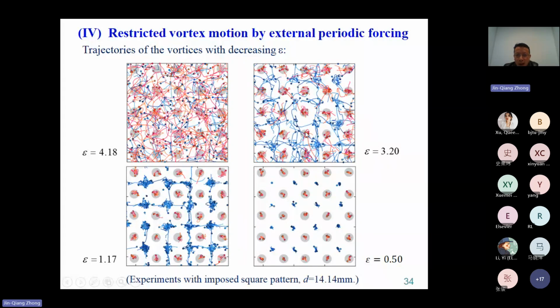We see the warm vortex tends to stay above the raised cylinder, while the cold one moves around them, forming web-like trajectories. When epsilon is reduced to 0.5, we found the warm vortices are strictly confined above the raised cylinder, while the cold ones are restricted in the middle of them, forming a regular vortex grid.